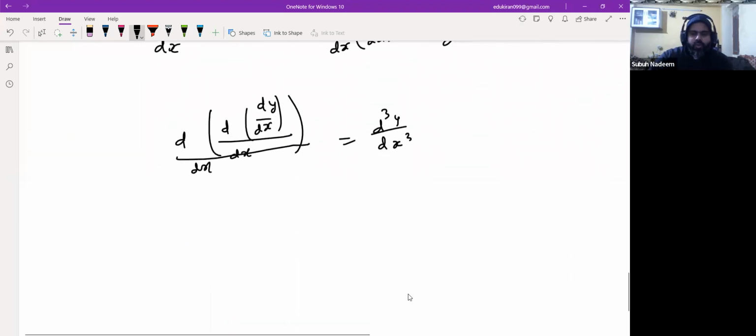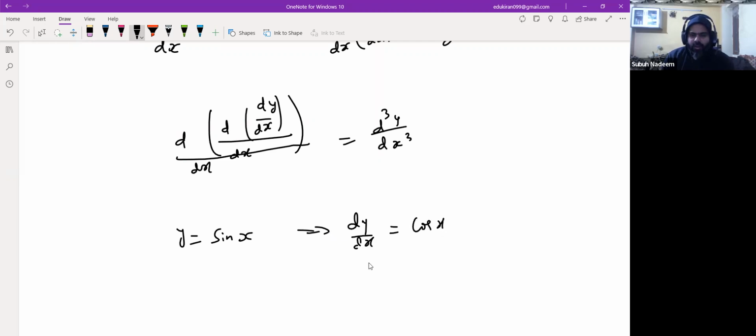So, for example, a simple example, y is equal to sine x. You differentiate it, you get dy by dx is equal to cos x. So what will be d2y by dx square? You differentiate dy by dx. So cos x derivative will be minus sine x. So this is double derivative.